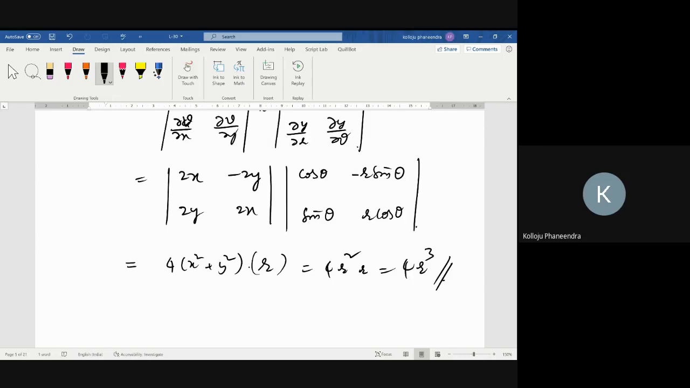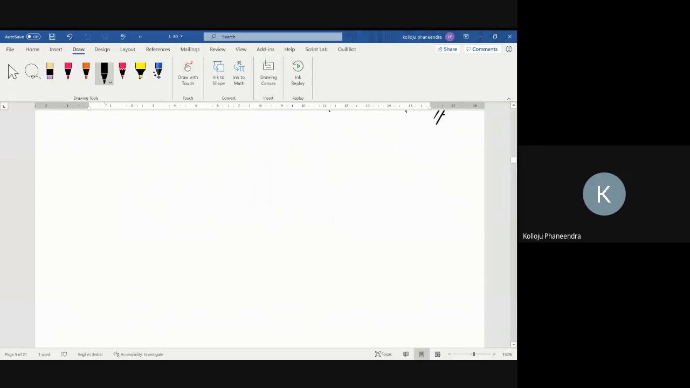Now, let me take another problem. If x equals u into (1 minus v), y equals uv, prove that J into J dash equals 1.